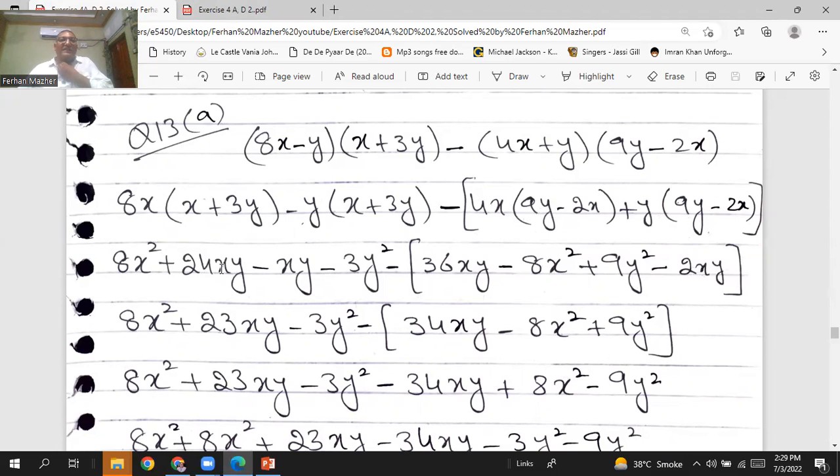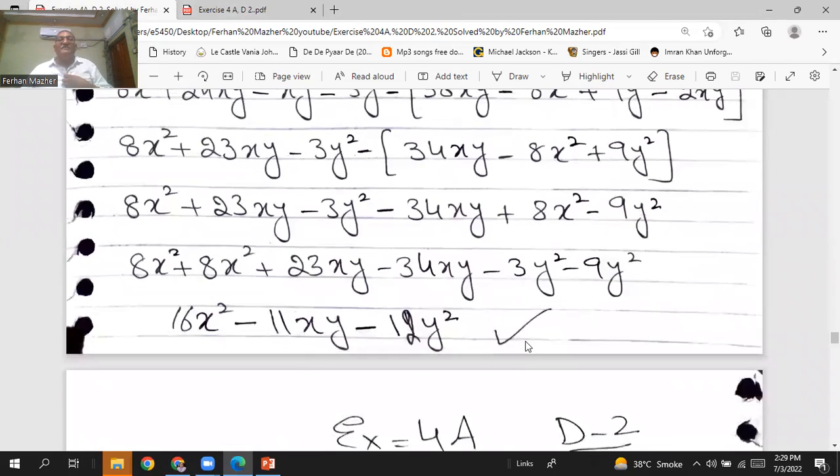This is 8x², and these two can be simplified: 23xy − 3y² − [36xy − 2xy, which is 34xy − 8x² + 9y²]. And then 8x² + 23xy − 9y². We will remove this square bracket because here we have a negative sign outside the square bracket. When I open that square bracket, all the signs will change. So this will become −34xy + 8x² − 9y².